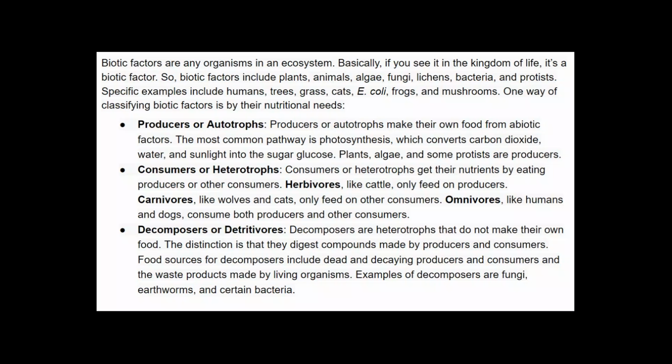Then you have consumers or heterotrophs. Consumers or heterotrophs get their nutrients by eating producers and/or other consumers. Herbivores, like cattle, only feed on producers. Carnivores, like wolves and cats, only feed on consumers. And omnivores, like humans and dogs, consume both producers and consumers.